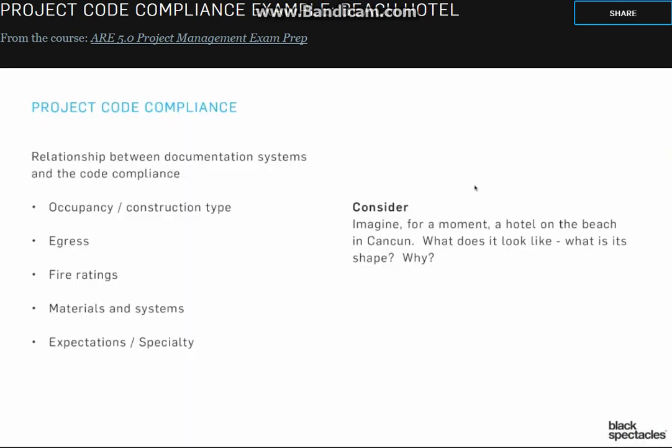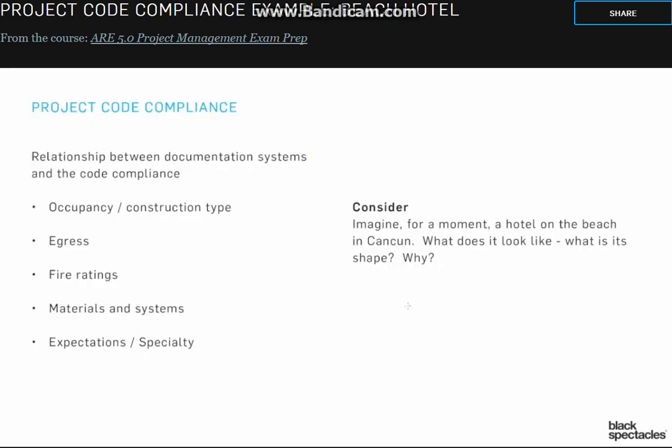All right, let's try another one of these. Imagine for a moment a hotel on the beach in Cancun. What does that building look like? What's its shape? Why does it look like that? Isn't it weird? We actually can, from afar, have an idea of what that building is going to look like.